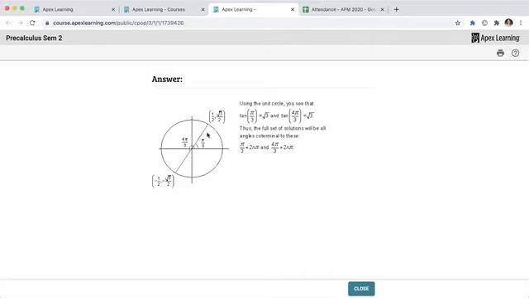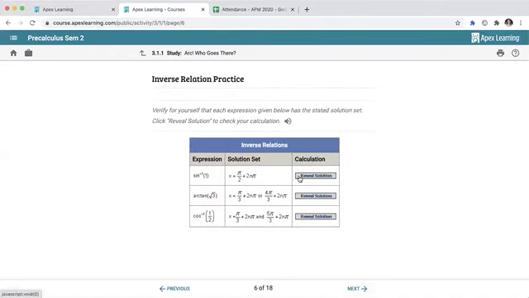So again, every angle that's coterminal to this will give us our solution set. That's why we write the plus 2n pi there. And again, I could have written this, or they could have written this, as tan to the -1 instead of arctan, but it means the same thing here.